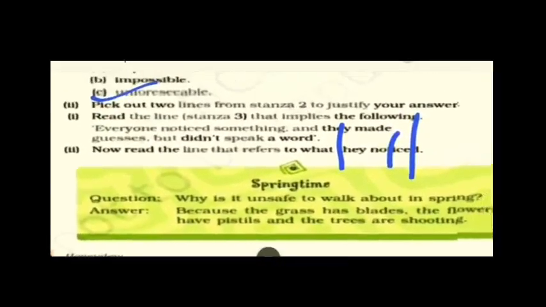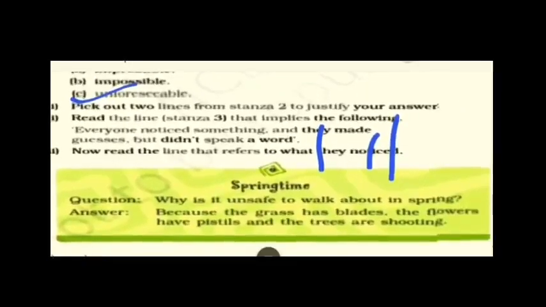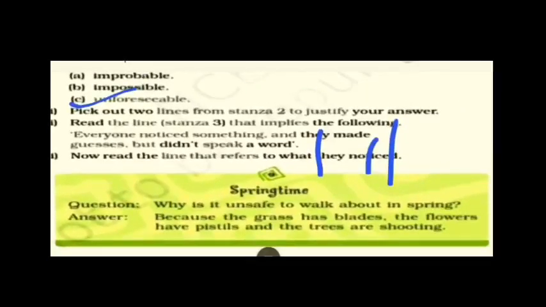Okay. Now read the line that refers to what they noticed. What did they notice? They noticed that there was this glow in his eyes and his personality looked much more balanced. He looked better in all aspects. Right. Springtime. What is it? Question. Why is it unsafe to walk about in spring? Because the grass has blades, the flowers have pistils, and the trees are shooting. It's just a funny riddle sort of, read up.